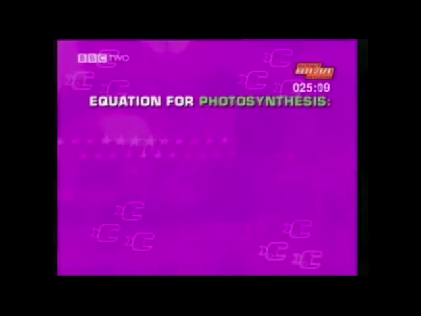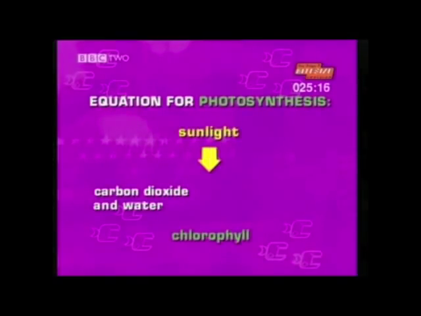So your word equation for photosynthesis should look like this. Carbon dioxide and water, in the presence of sunlight and chlorophyll, produce glucose and oxygen. Now remember, photosynthesis doesn't just occur on land, but also in the water. In the next clip, what is Stella testing for and why?